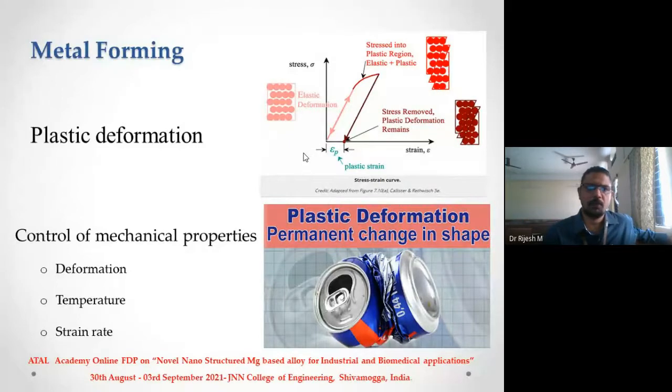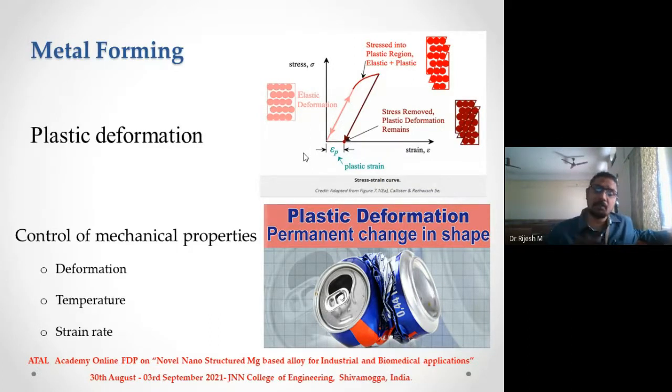When we talk about metal forming, we generally talk about plastic deformation. The first thing that comes into your mind is a permanent change in shape of material. Plastic deformation is really bad for the end user, but it is actually very essential for a manufacturing engineer if you want to convert one shape into another one. This is primarily what we understand about plastic deformation.